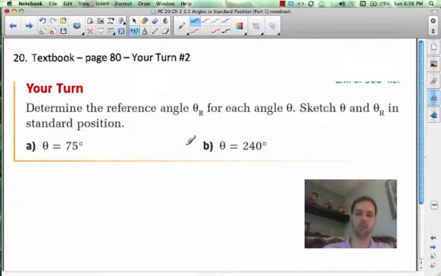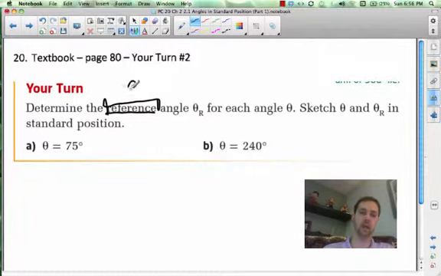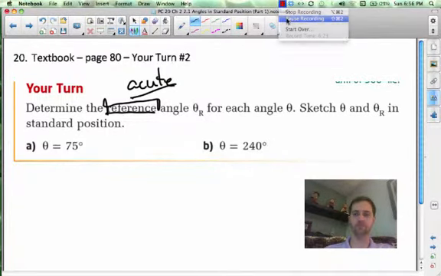So here's another one for you to go ahead and give a try. Determining the reference angle. So again, be careful when it says reference angle, because this will be the smallest angle, and it's always acute. Okay, so always less than 90 degrees for each of these two angles. Sketch both of the angles in standard position.